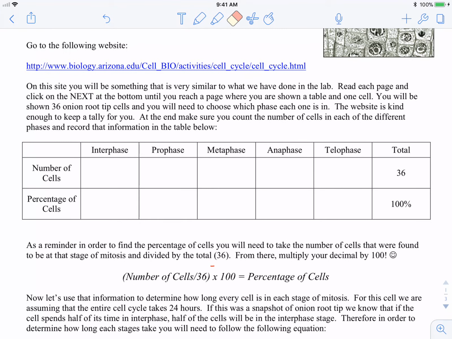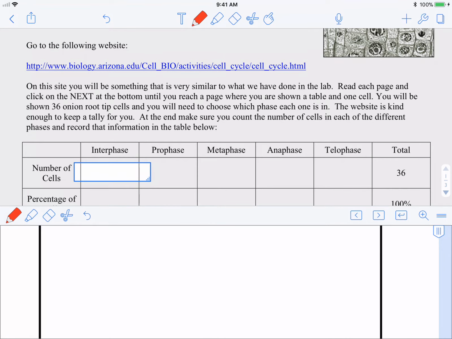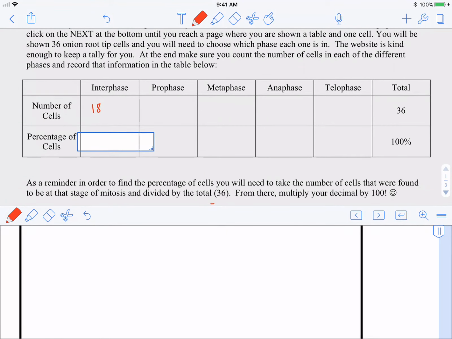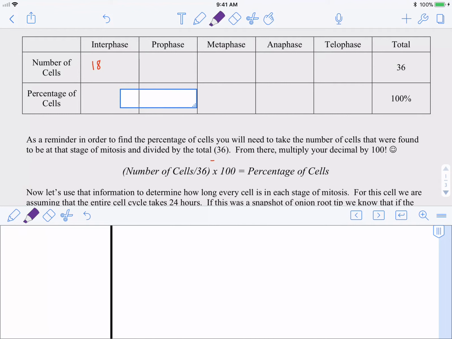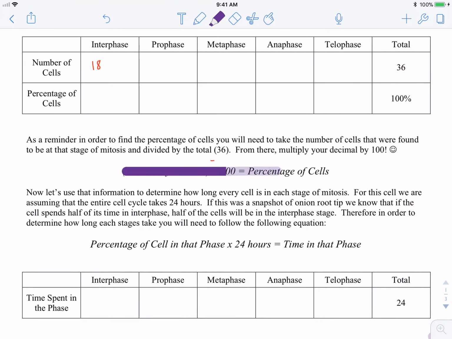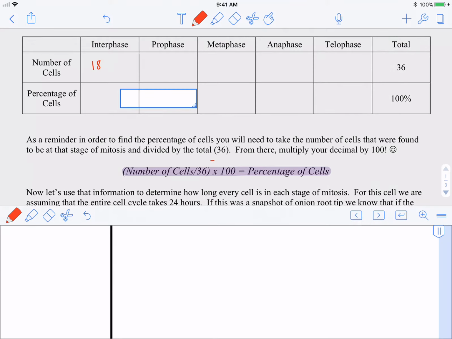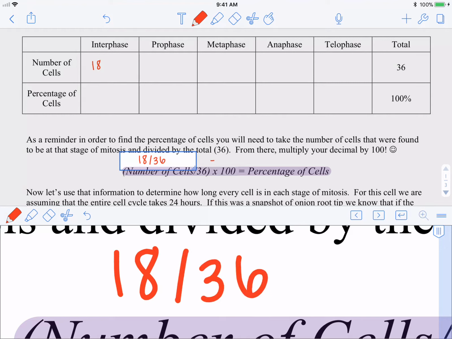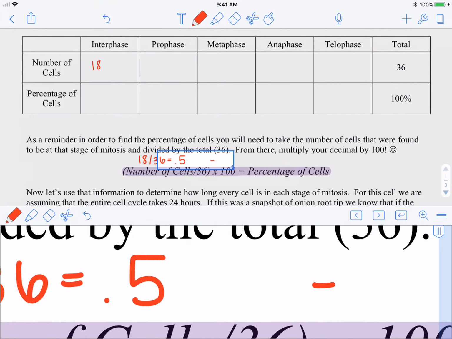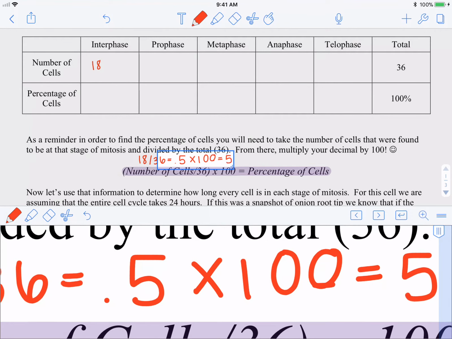So let's pretend for right now that we said there were 18 cells in total in interphase. We looked at a total of 36 cells. The next thing we have to do is figure out the percentage of cells in interphase. To do that, I've got the formula right down here. You're going to take the number of cells that we had in interphase, 18, and divide by the total number of cells, 36, and that will give me 0.5, okay? Now I take that 0.5 and I multiply by 100, and that should equal 50%.